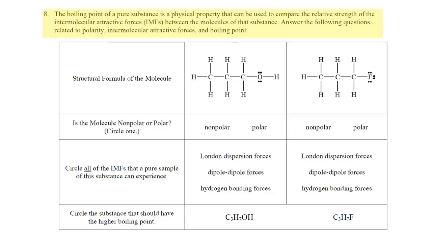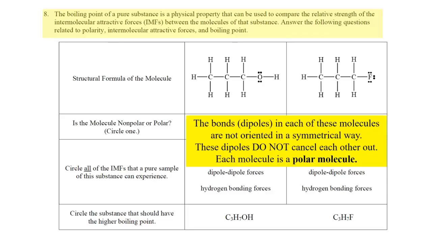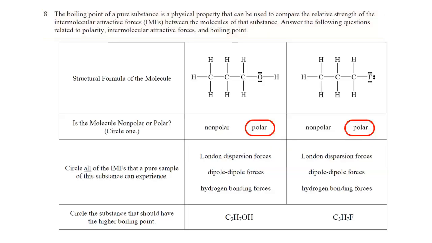Again, a similar pattern here. We have two structural formulas. Neither of them appear to have that perfect symmetry. It looks like both of these are going to be classified as polar. So the bonds or the dipoles in each of these molecules are not oriented in that perfect symmetrical way. So in each of these molecules, the bond dipoles do not cancel each other out. Each molecule is classified as a polar molecule.